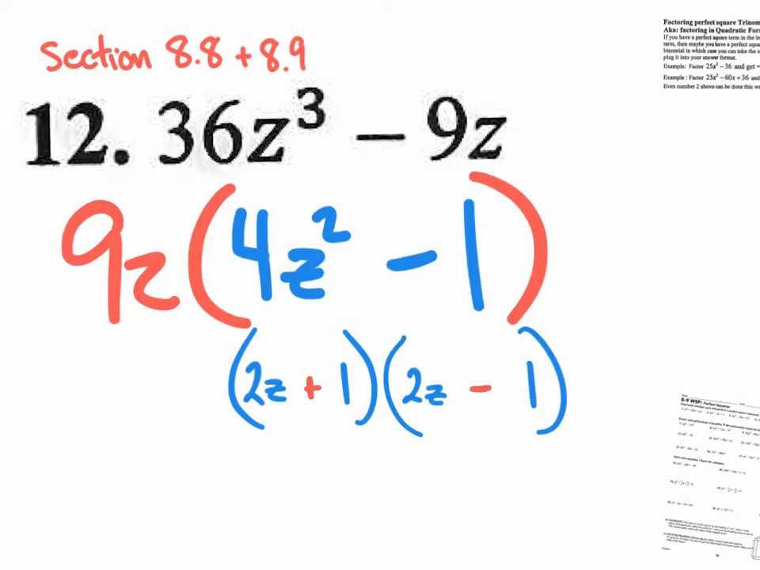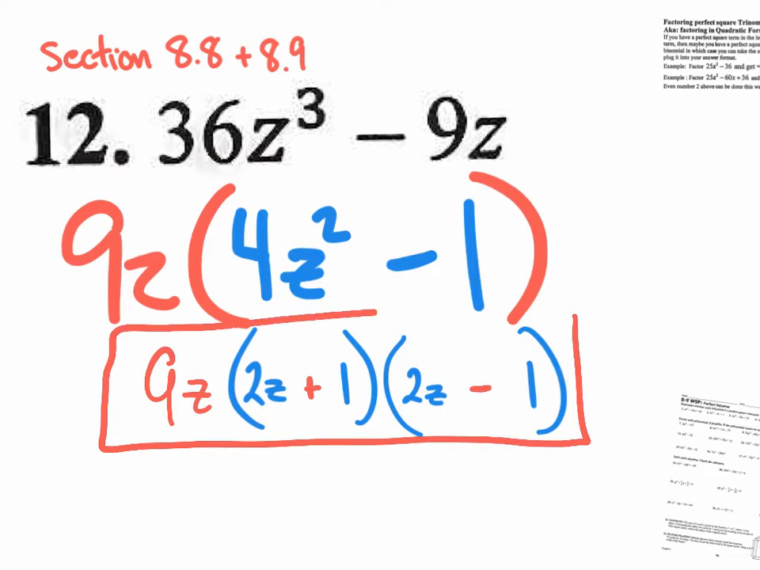Now let's not forget about that original GCF we pulled out. So bring down that 9z. And this is what we call completely factored. That's a factored form right there.